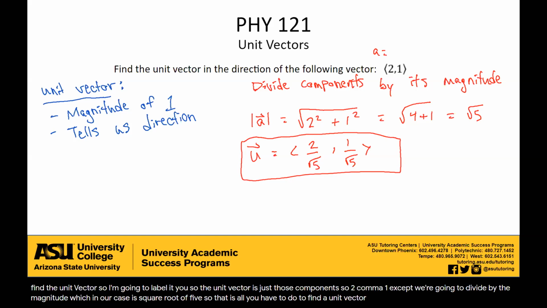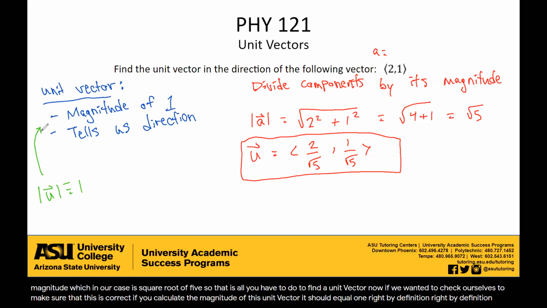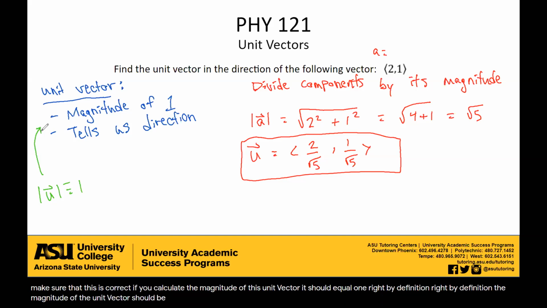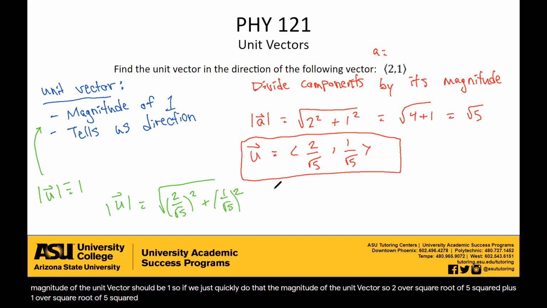Now, if we wanted to check ourselves to make sure this is correct, if you calculate the magnitude of this unit vector, it should equal 1. By definition, the magnitude of a unit vector should be 1. So if we quickly do that, the magnitude of the unit vector is 2 over the square root of 5 squared plus 1 over the square root of 5 squared. I'm going to take out that 5, so the square root of 5 squared is 5.